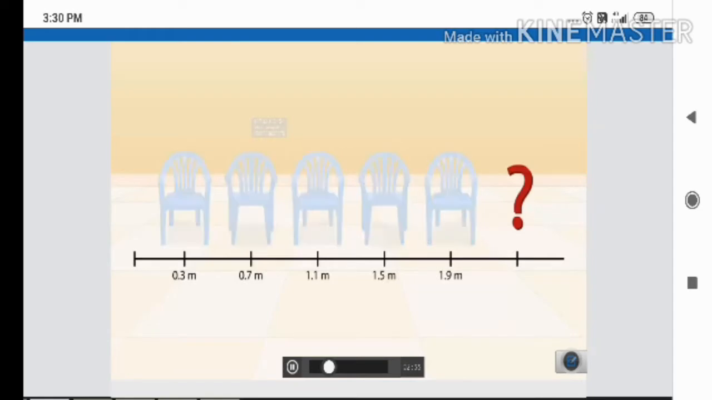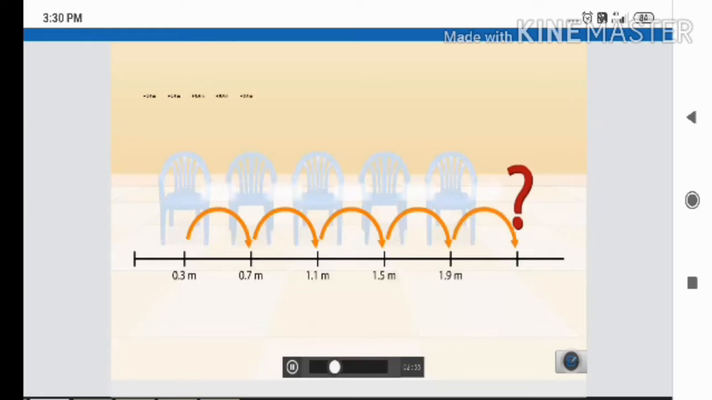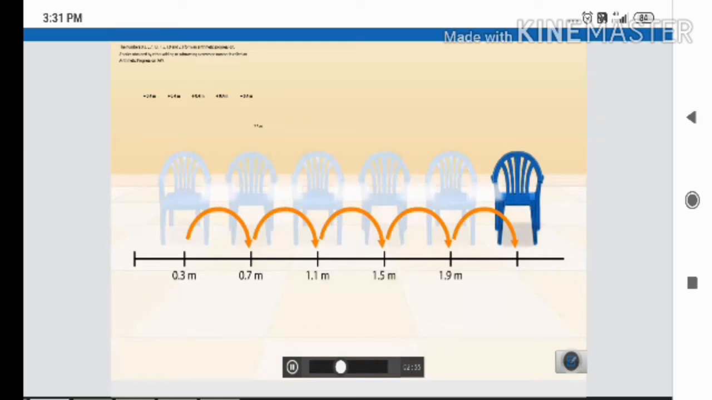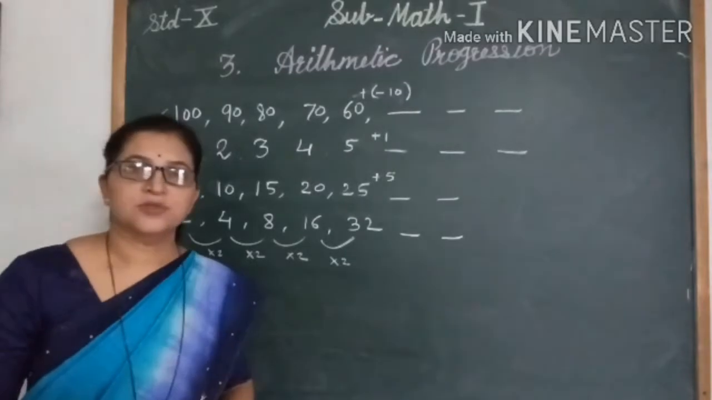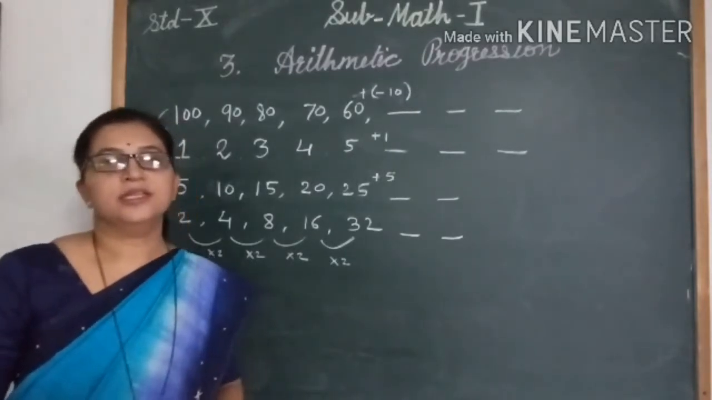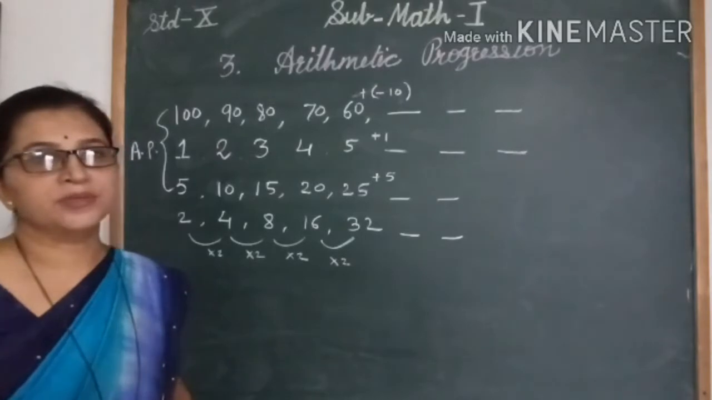Notice that the placement of the chairs shows a pattern. Each chair is placed at a distance of 0.4 meters from the previous one. Thus, by adding 0.4 meters to 1.9 meters, we can find out where Disha should place the next chair. Such a series where the succeeding numbers can be obtained by adding or subtracting a fixed number is called an arithmetic progression. So friends, from the video we came to know that to arrange the next chair, Disha has to add 0.4 to the preceding number.